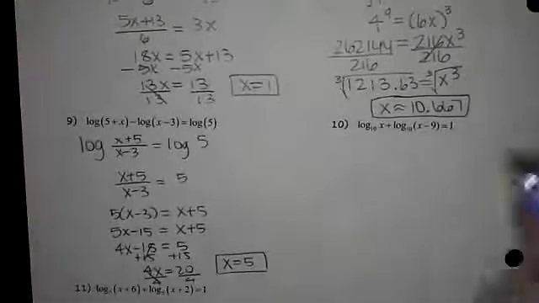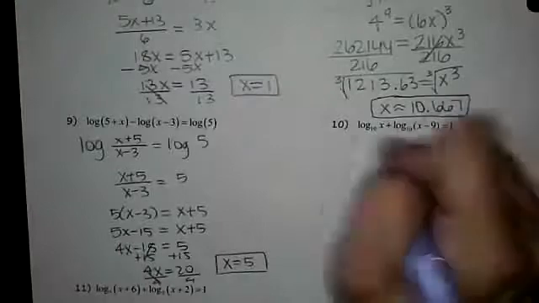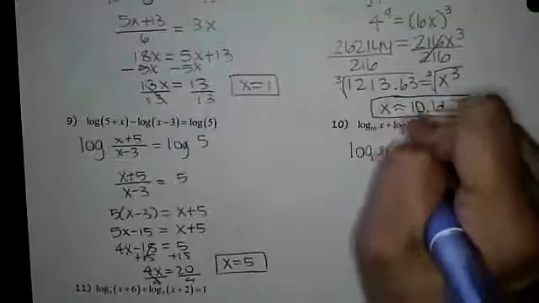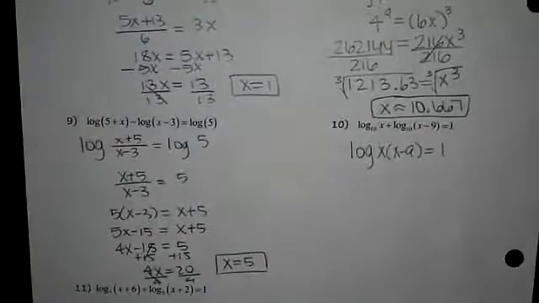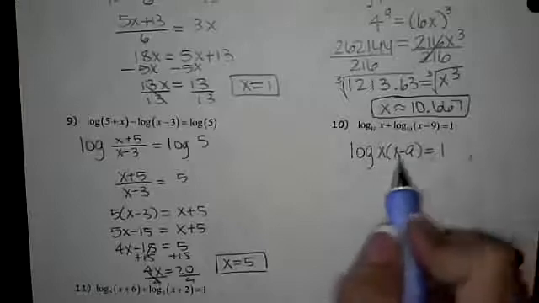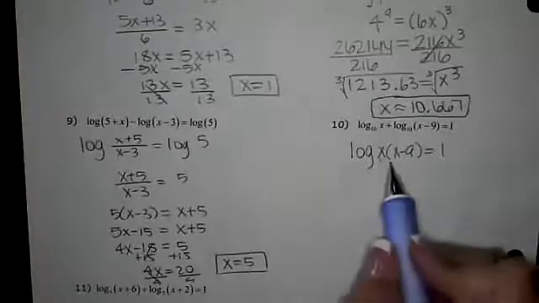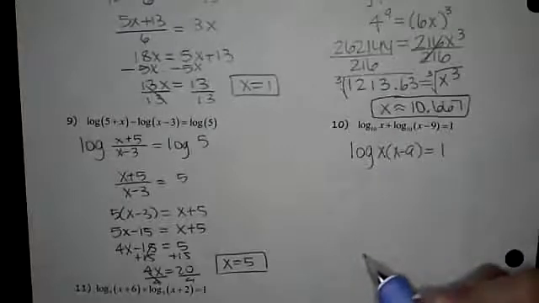All right, so we're going to come over here. This is separated by a plus, so I'm going to keep the common log, which is the base of 10, and I'm going to multiply those arguments. And now we're ready to use that definition. There is not a log on each side here, so we can't set the arguments equal to each other. In order to free this, I need to use that definition to change it to an exponential.